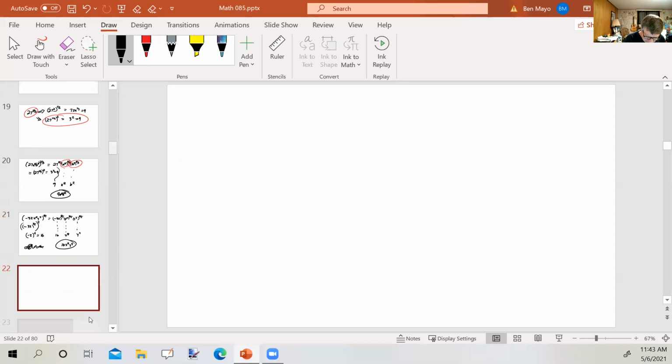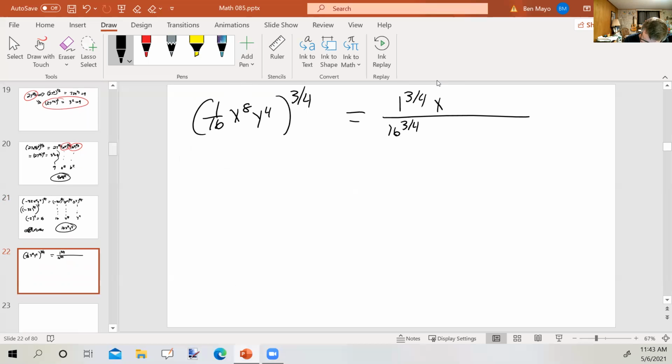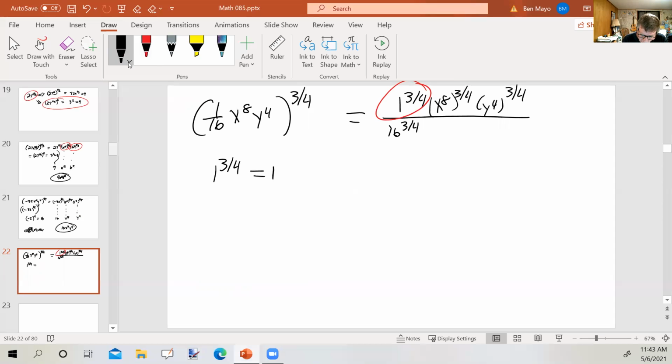All right, let's look at another one here. We've got parentheses 1/16 x to the 8th, y to the 4th, all to the 3/4 power. So that becomes 1 to the 3/4 over 16 to the 3/4, and then x to the 8th to the 3/4, y to the 4th to the 3/4 power. So let's deal with each one of those individually. 1 to the 3/4 power, we can do this in either order. 1 cubed is 1, and the 4th root of 1 is 1. So this just becomes 1.